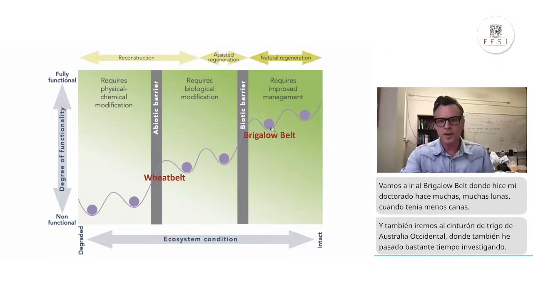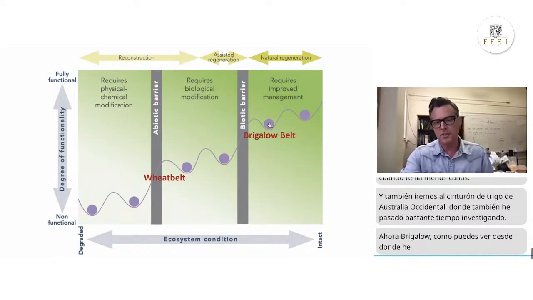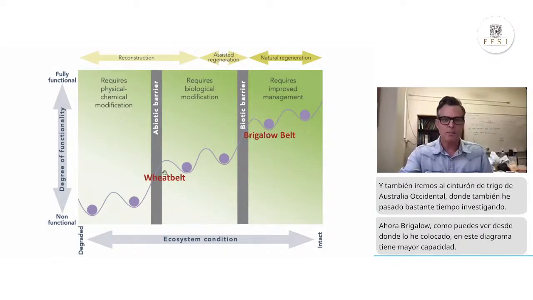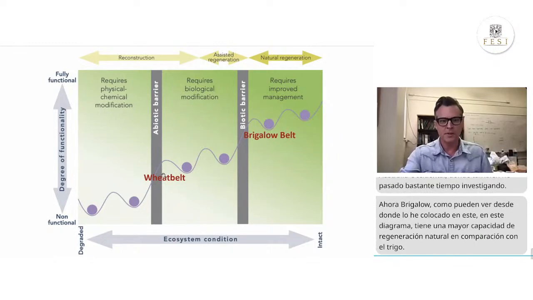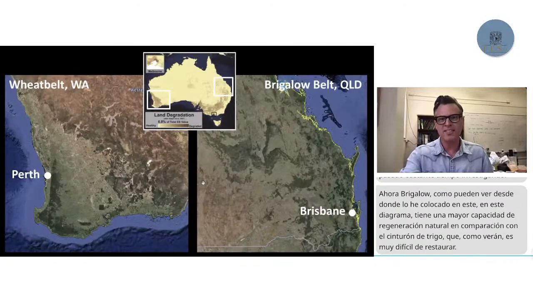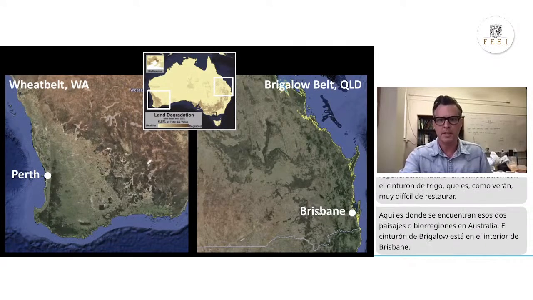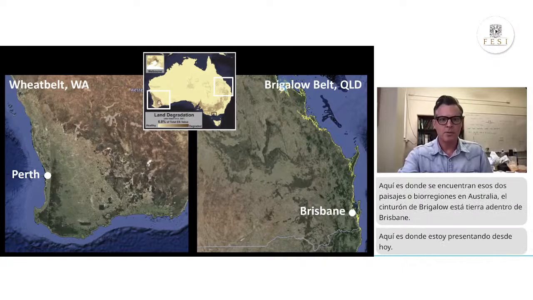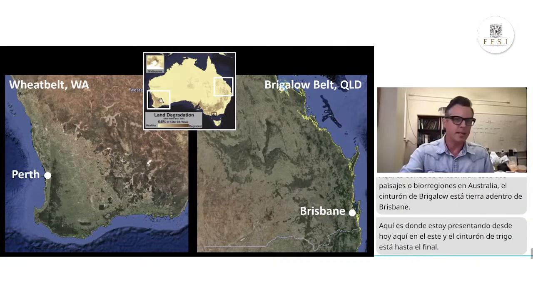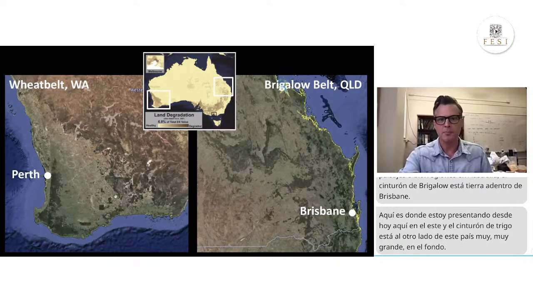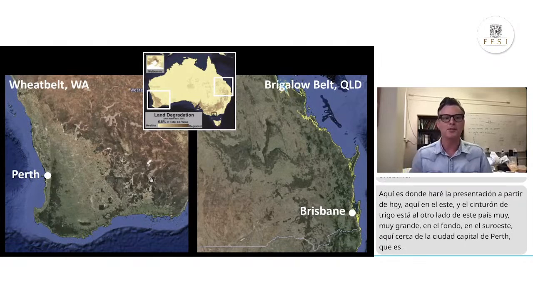Now, Brigalow, as you can see from where I've positioned it on this diagram, has a greater capacity for natural regeneration compared with the wheat belt, which is, as you will see, very difficult to restore. This is where those two landscapes or bioregions occur in Australia. The Brigalow Belt is inland of Brisbane. This is where I'm presenting from today, over here in the east. And the wheat belt is all the way over on the other side of this very big country, down in the bottom in the southwest here, near the capital city of Perth, which is one of the most isolated capital cities in the world.